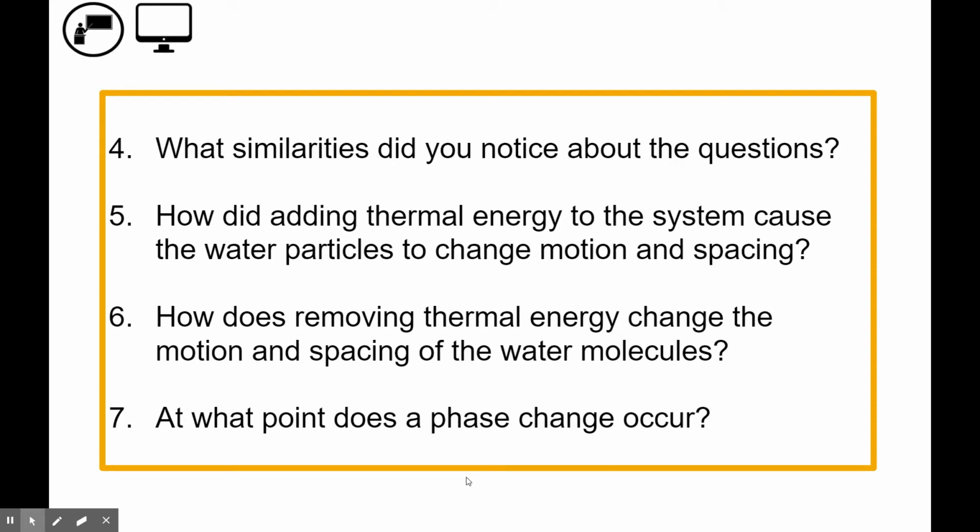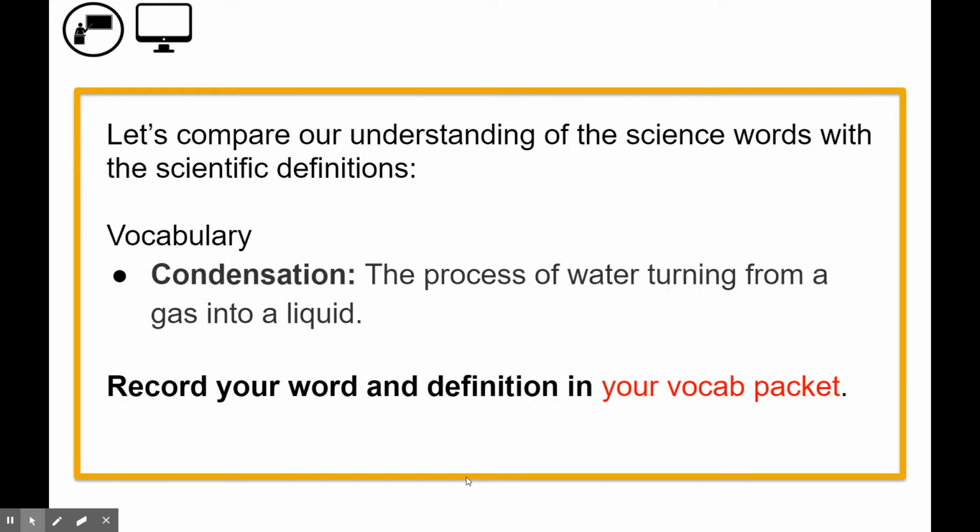Notice adding thermal energy caused the phase changes of melting and evaporation, going from a solid to a liquid and a liquid to a gas. Cooling caused condensation and freezing, going from a gas to a liquid and a liquid to a solid. So they're exact opposites of each other. So think about condensation. This is the process of water turning from a gas into a liquid. So water vapor in the air cools and condenses.